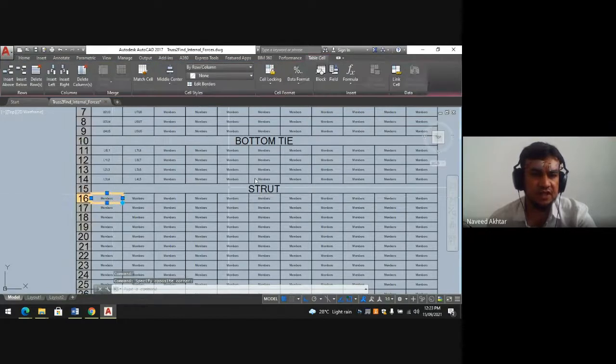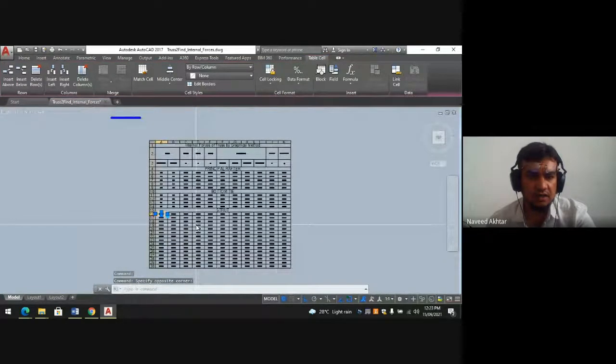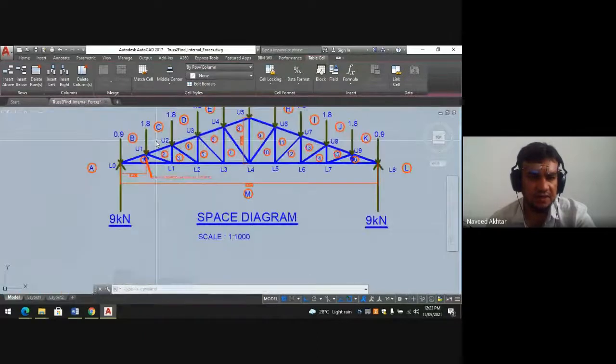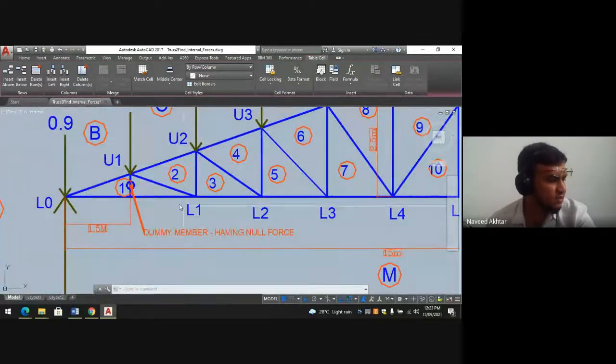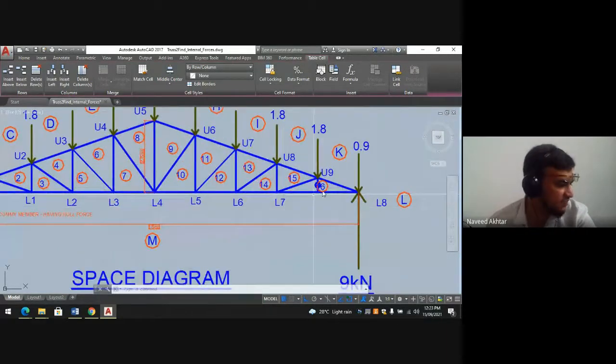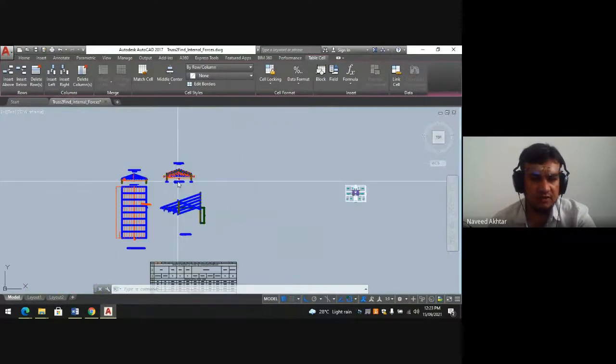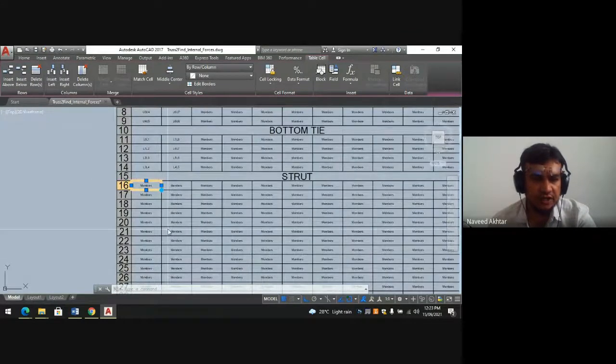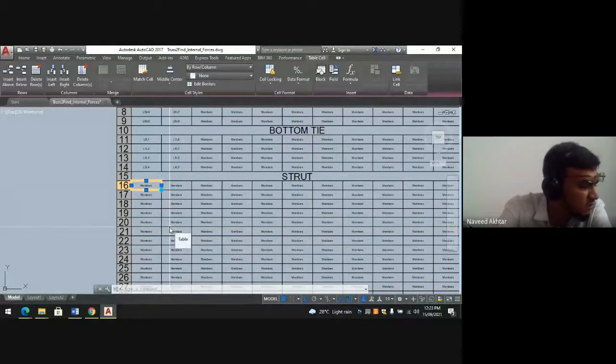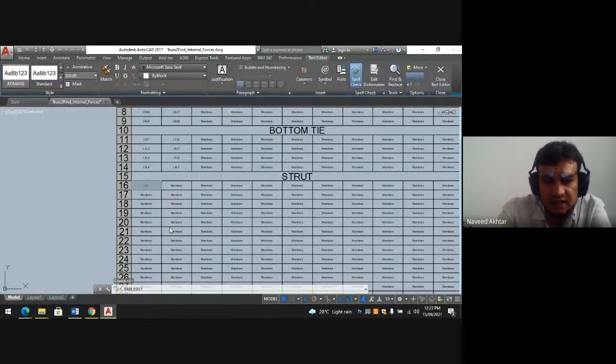In inclined members, U1 L1 is nothing but same as L7 U9 or U9 L7. Okay, so you have to write down this. I will write here. If we take strut members, the first member will be U1 L1 same as U9 L7.